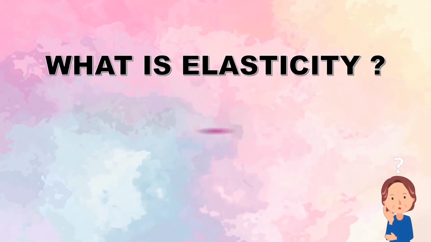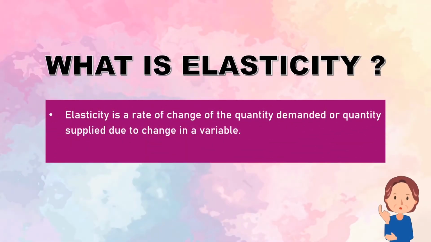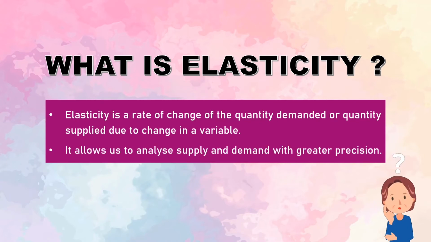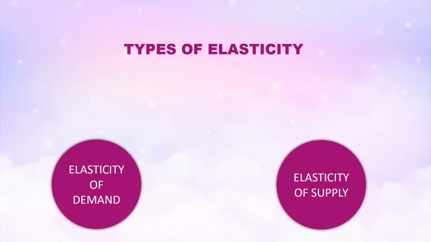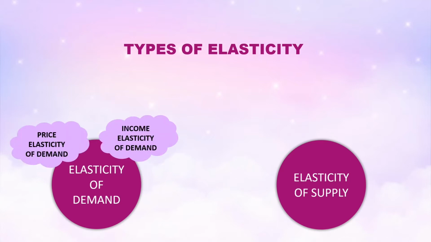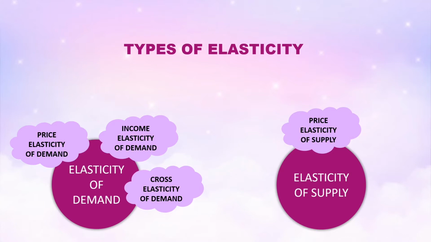What is elasticity? Elasticity is the rate of change of the quantity demanded or quantity supplied due to a change in a variable. It allows us to analyze supply and demand with greater precision. There are two types of elasticity. First, elasticity of demand. Second, elasticity of supply. For elasticity of demand, there are three types: price, income, and cross-elasticity of demand. For elasticity of supply, we will learn about price elasticity of supply.